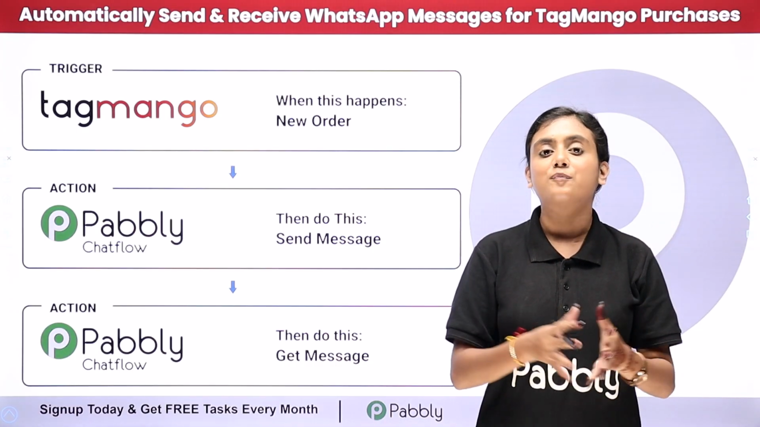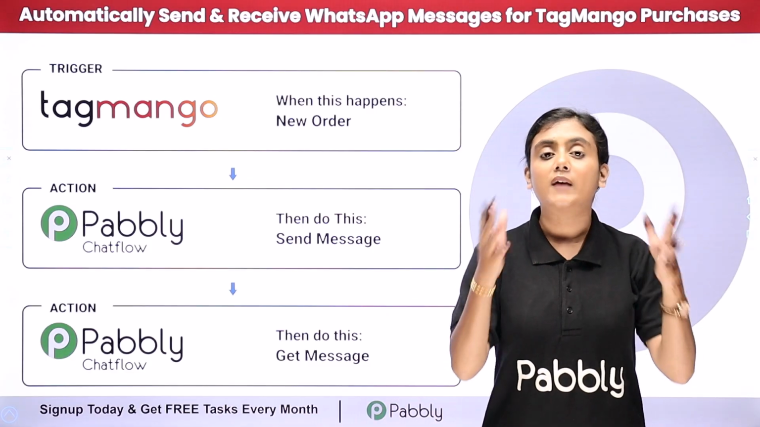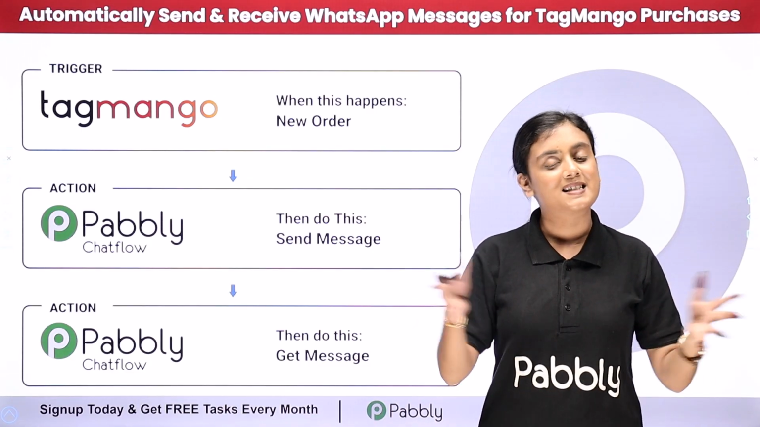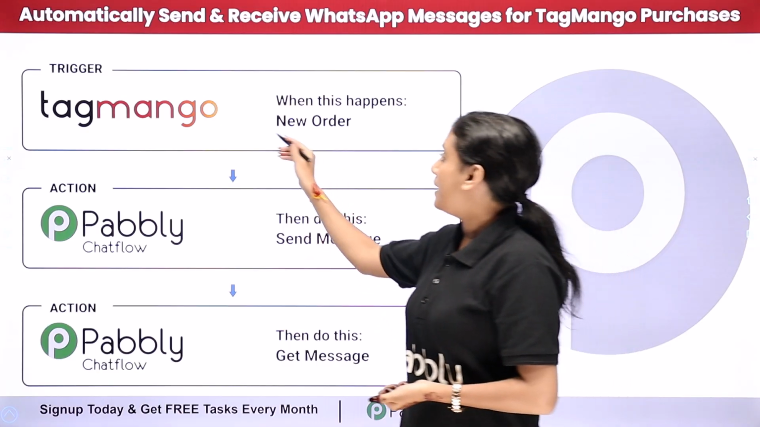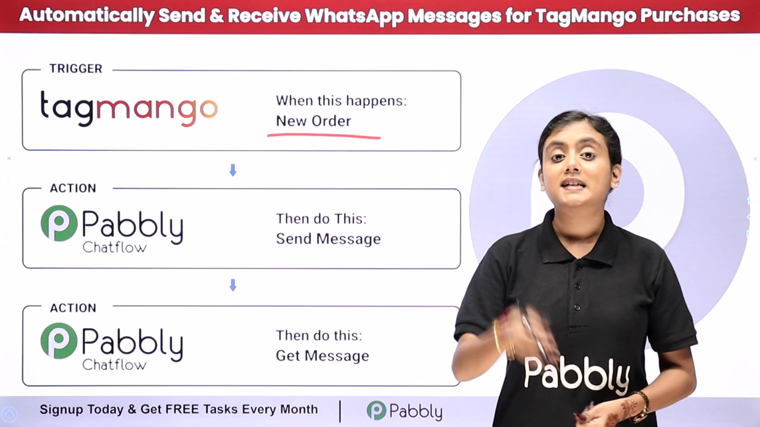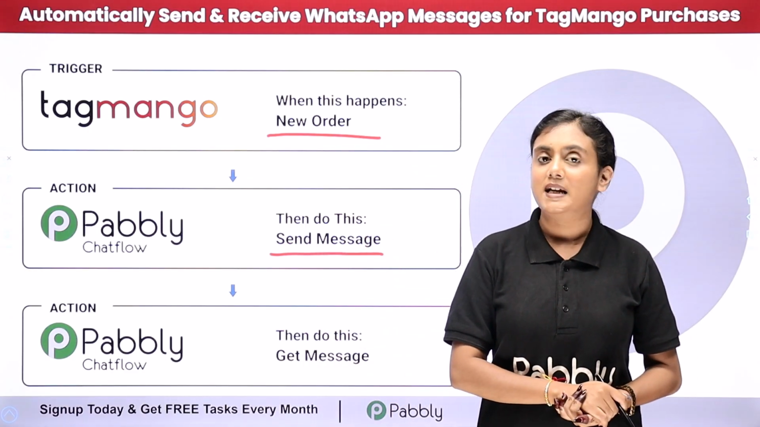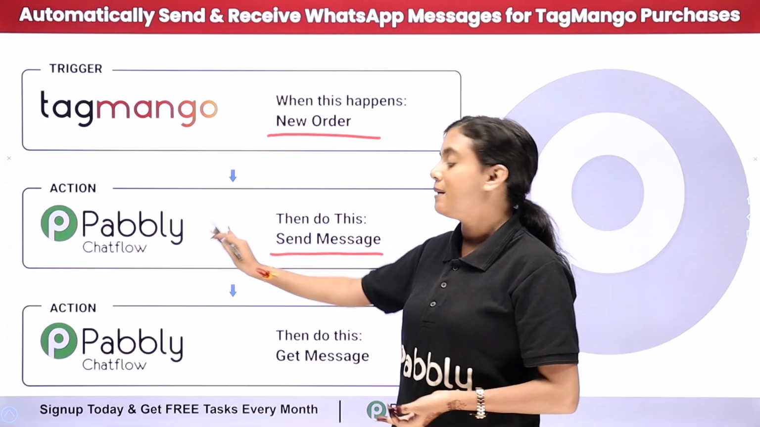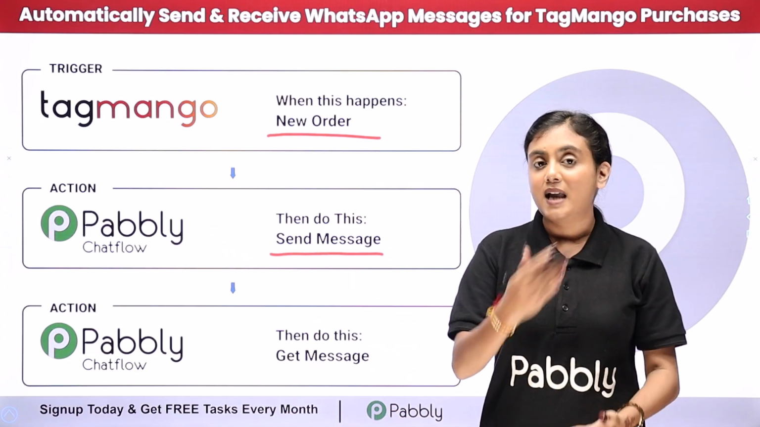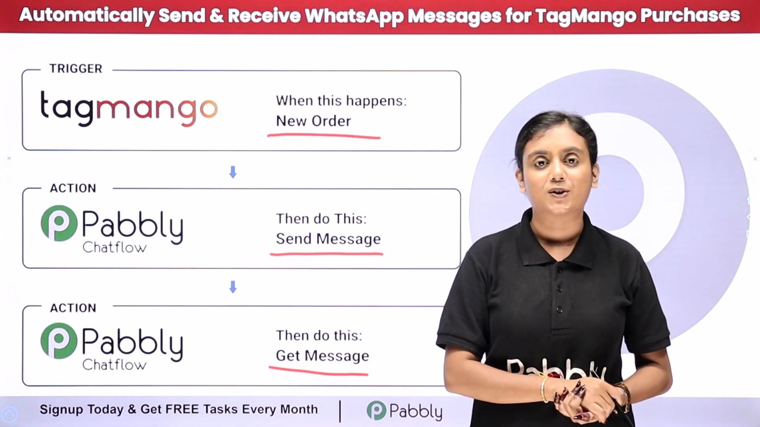Now for that I've built a connection between TagMango and Pabbly Chatflow without need of any coding and programming skills using Pabbly Connect. Now whenever a new order is going to be created on my TagMango account, automatically first a message is going to be forwarded towards the customer who has placed an order on their WhatsApp using Pabbly Chatflow, as well as I will receive a notification myself on my WhatsApp with the order details.